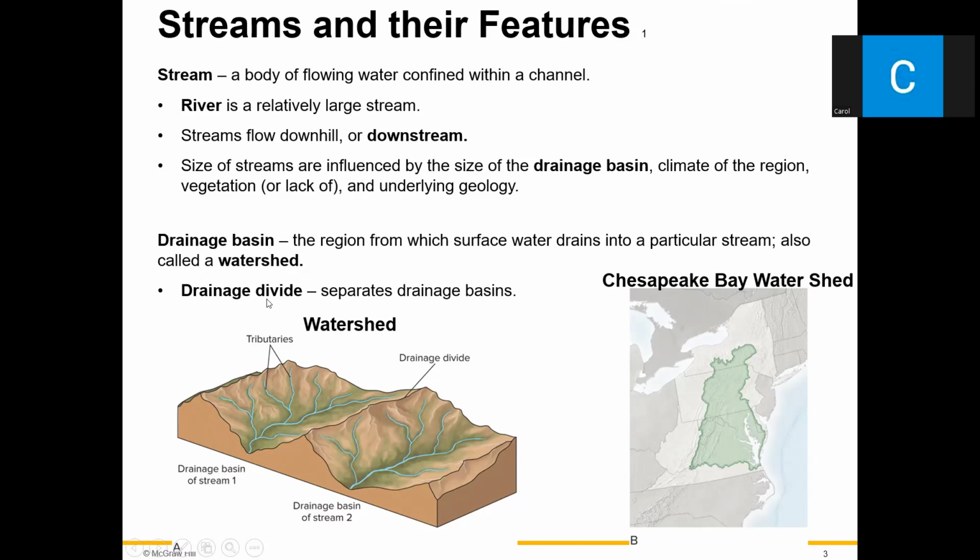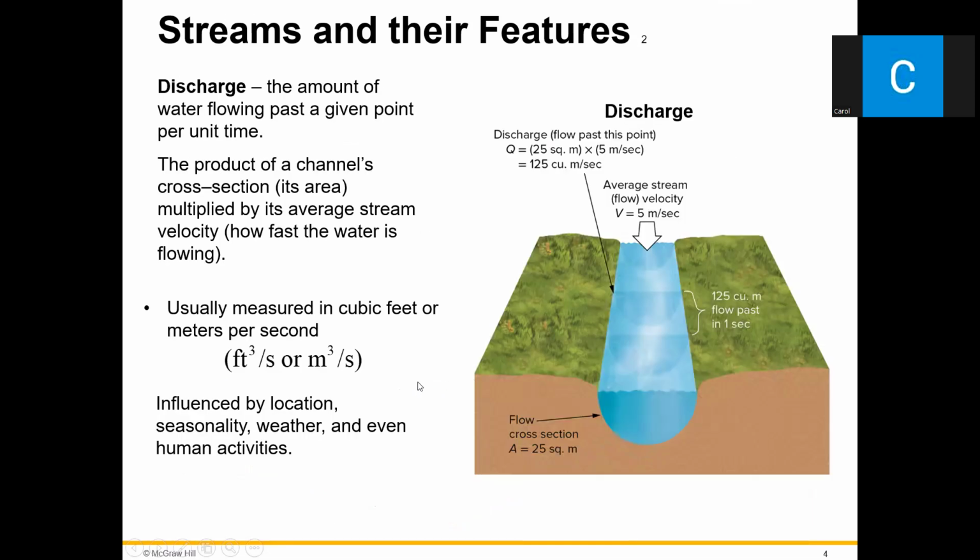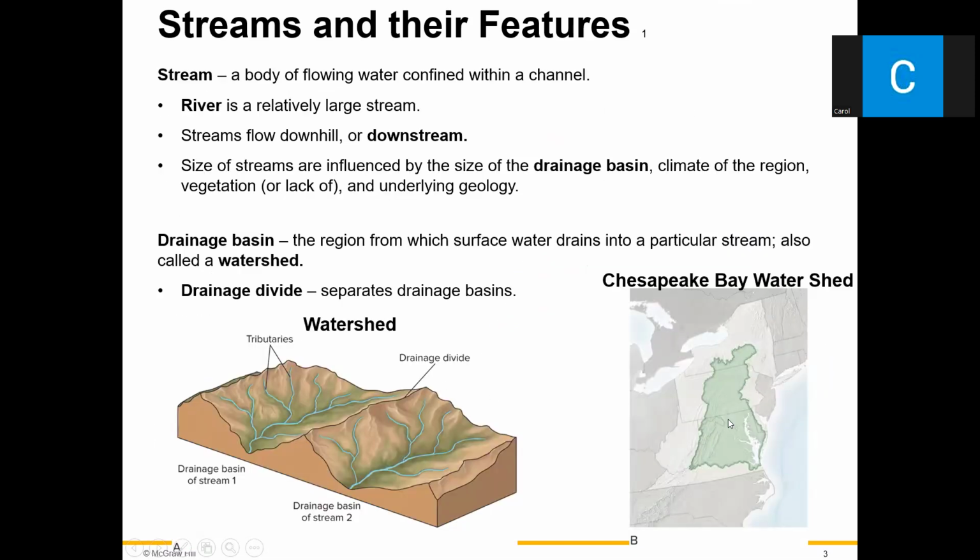Let's see, drainage basin, drainage divide. Okay. And then the map here, I'll go back one. This just shows the Chesapeake Bay watershed. These can be actually quite big. The Mississippi, not shown here, is huge. It's maybe a third of the country.